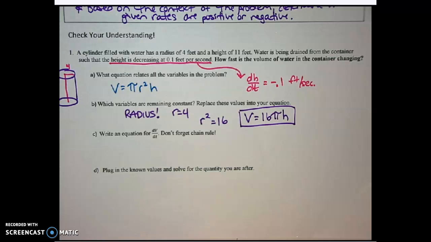So my equation now is V equals 16 pi h. So I think you can go ahead and do part C and D, differentiate that equation for dV/dt, don't forget the chain rule, and then plug in the known values and solve for the quantity we're after when we're all done. Pause the video and do part C and D, please.